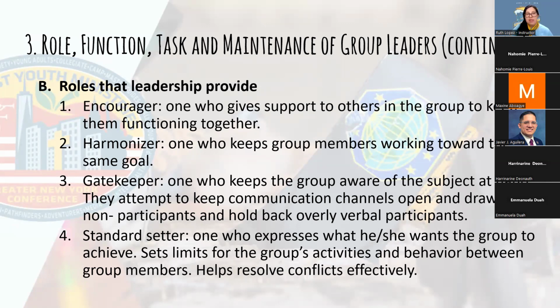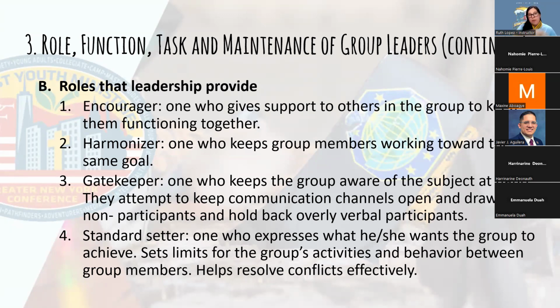You have the standard setter, who is the one who expresses what she wants the group to achieve. So they set the standard. They say, I would like us out of this activity to get to this point, or I would like our goal to be this one. This person sets a limit for the group's activities and behaviors between group members and helps resolve conflicts effectively. So this person says, at the end of this meeting, I would like to have accomplished this. I would like to have completed the calendar planning. I would like to have finished with delegating the commissions for the camporee, right?